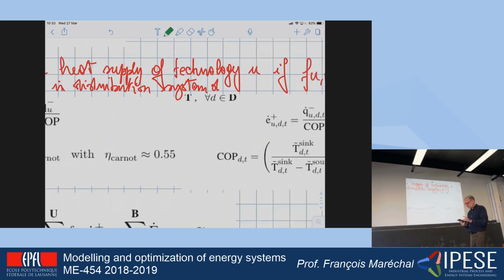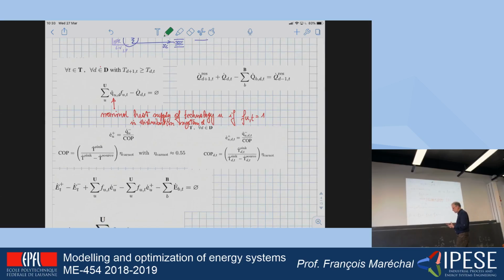So the advantage of it is that I have a COP that is a function of the temperatures of the different systems. So I have a different COP if I'm in a low temperature distribution system or in a high temperature distribution system. Okay? But it's just an assumption, so don't forget that for the moment it's a simplifying assumption.